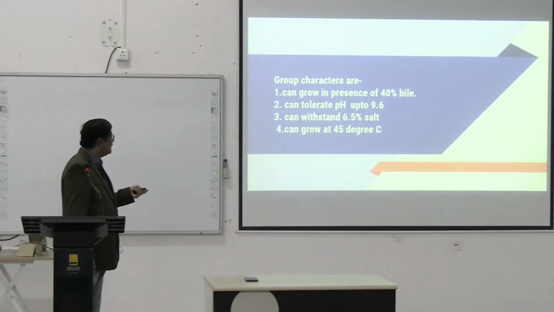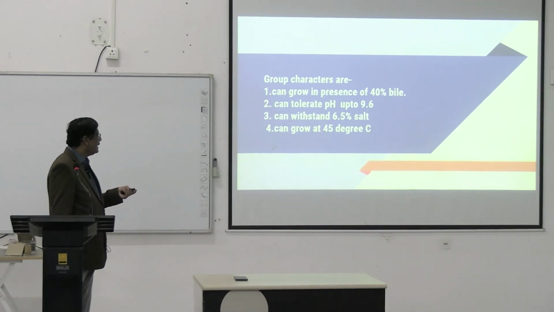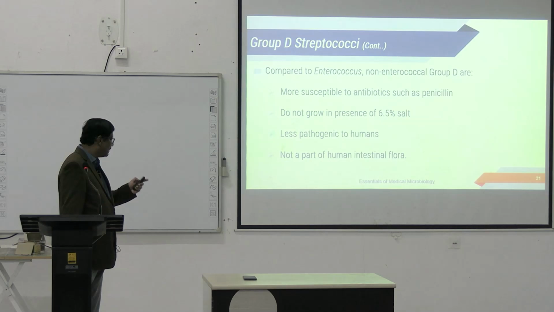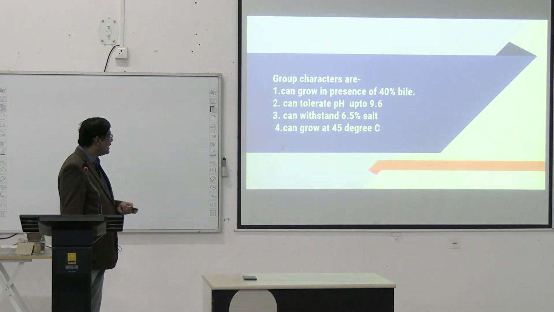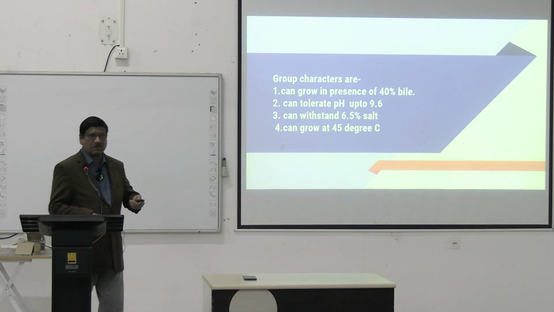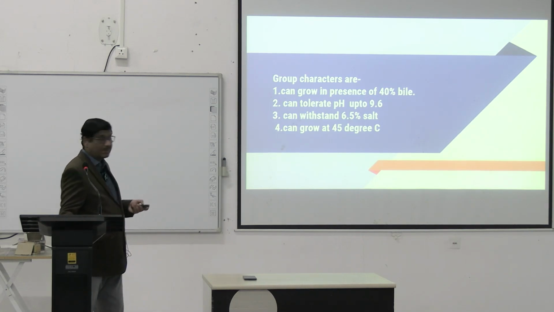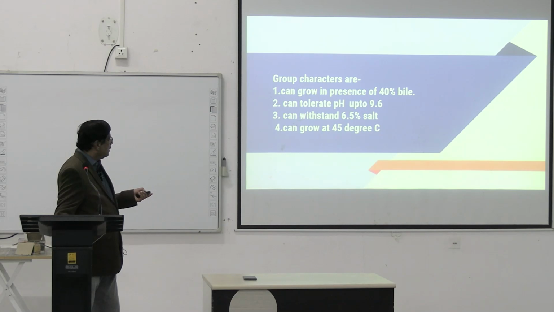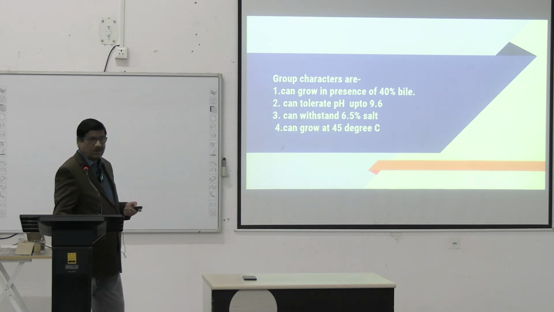I have mentioned this: it can grow in presence of 40% bile, can tolerate pH 9.6, can withstand 6.5% sodium chloride, and can grow at 45 degrees centigrade, and can also withstand 60 degrees centigrade for half an hour. So, these are the four group characters of Enterococci: Enterococcus faecium, faecalis.